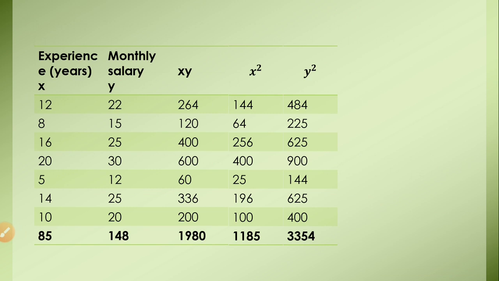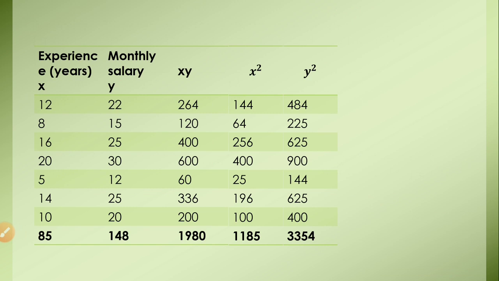We will learn the linearity assumption later on, but this is my assumption that you are writing everything. I hope you have completed the column of xy. Now let's make a column of x square. How will we find x square? You can see x is 12, so x square is 144.